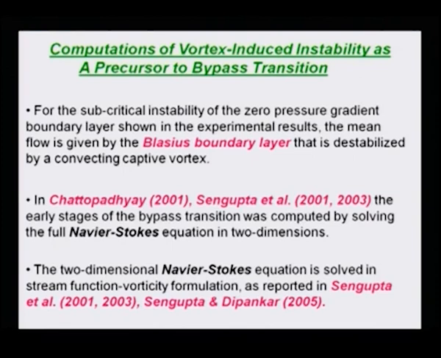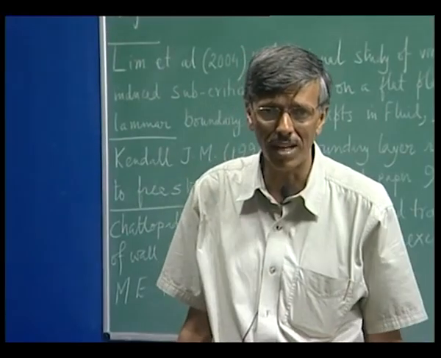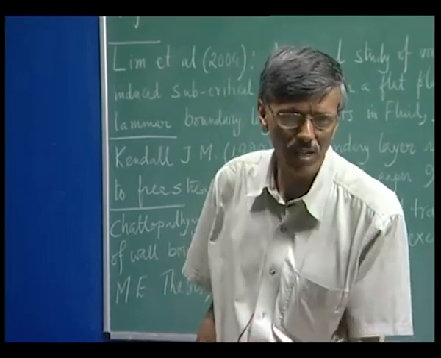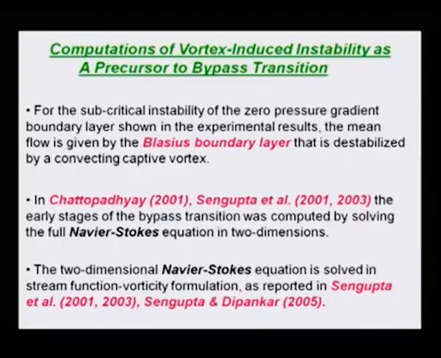So, what we can do is think of a Blasius boundary layer that we can set up in the lab very easily. People have done it, and then we can destabilize it by a convecting vortex. And these are the references that we have talked about. We did compute the early stages of bypass transition, because we are solving the 2D Navier-Stokes equation. Once span-wise mixing starts occurring, your results would not be really very relevant. So, that is what we do: solve the 2D Navier-Stokes equation to predict the early stages, to understand the mechanism.